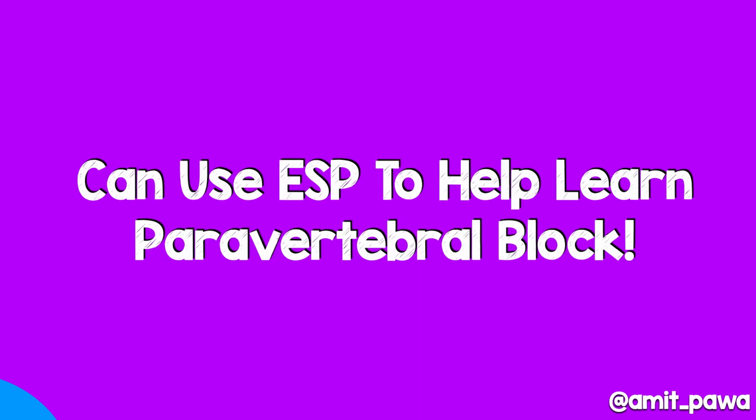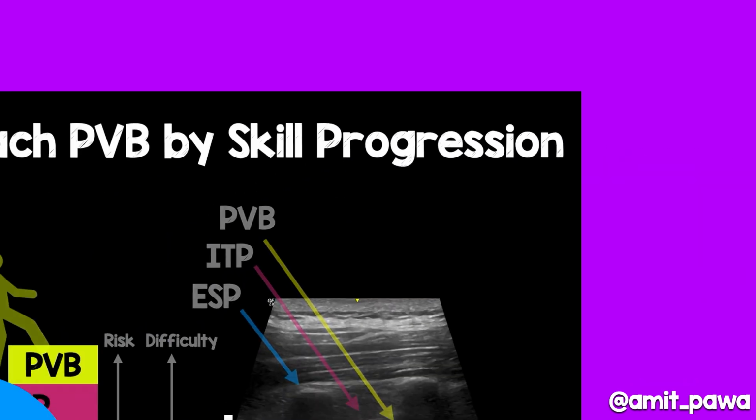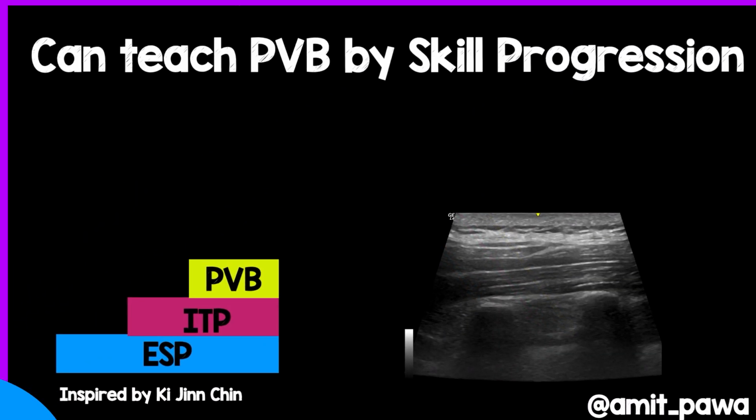The last thing I really wanted to touch on here is we can use the erector spinae plane block to help us learn the paravertebral block. What do I mean by that? Well, you can use it as skill progression. You can start off by performing the erector spinae plane block. You can then get more confident and learn how to perform the ITP block by going just that little bit further into the intertransverse tissue complex. And once you've got that confidence, you can then place that needle deep to the superior costotransverse ligament and perform a paravertebral block.